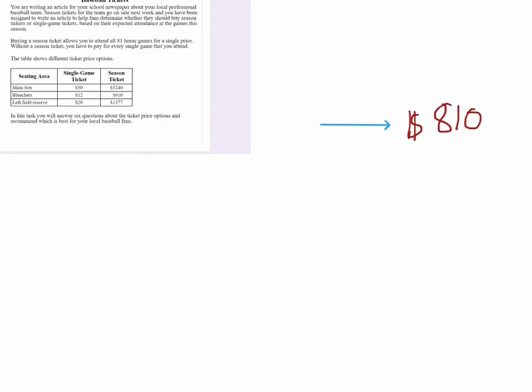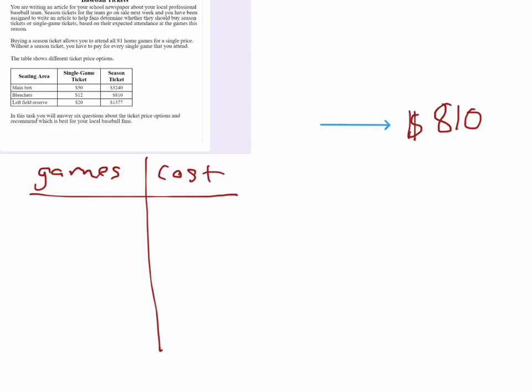So, one way, this is the brute force way. I would not recommend this way, but this is how I want people to know how to do it if you get to this problem and you're stuck. You do games and you do cost. And you could just keep going until you find that you're over. And you could skip around. So you could say 1, 10, 120, 20, 240, and so on. So I'm going to put dots.